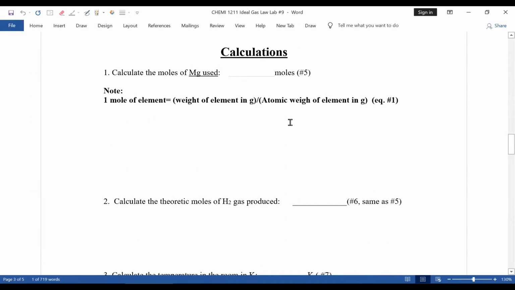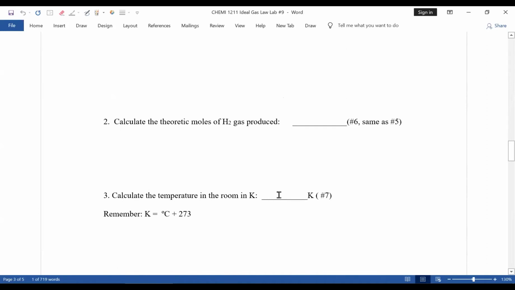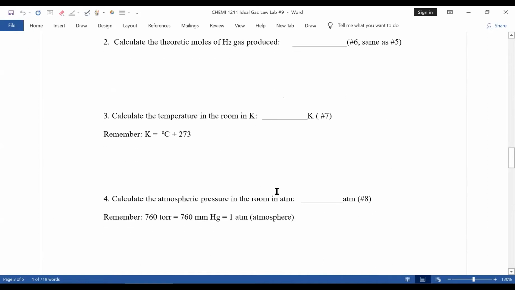Once you calculate the moles of magnesium, number 5 here, you have the same number of moles of hydrogen produced, number 6. Now, temperature for PV equal nRT has to be in Kelvin, so the temperature above in degrees C, you add 273, and you get temperature in Kelvin. Now, calculate the room atmospheric pressure, and you have torr. Remember, 760 torr equals 1 atmosphere. Use your good buddy, your good friend, unit analysis to do this.